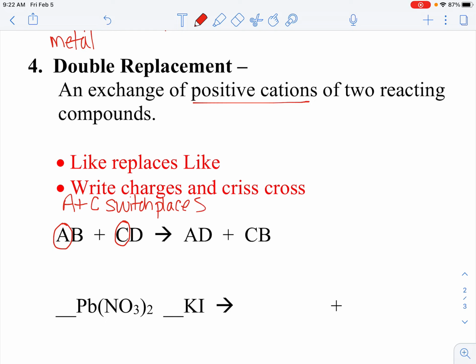And if they do that, now you'll see that A is going to be in a compound with D, and C is now in a compound with B. Except make sure you always write the cation first in both new compounds.